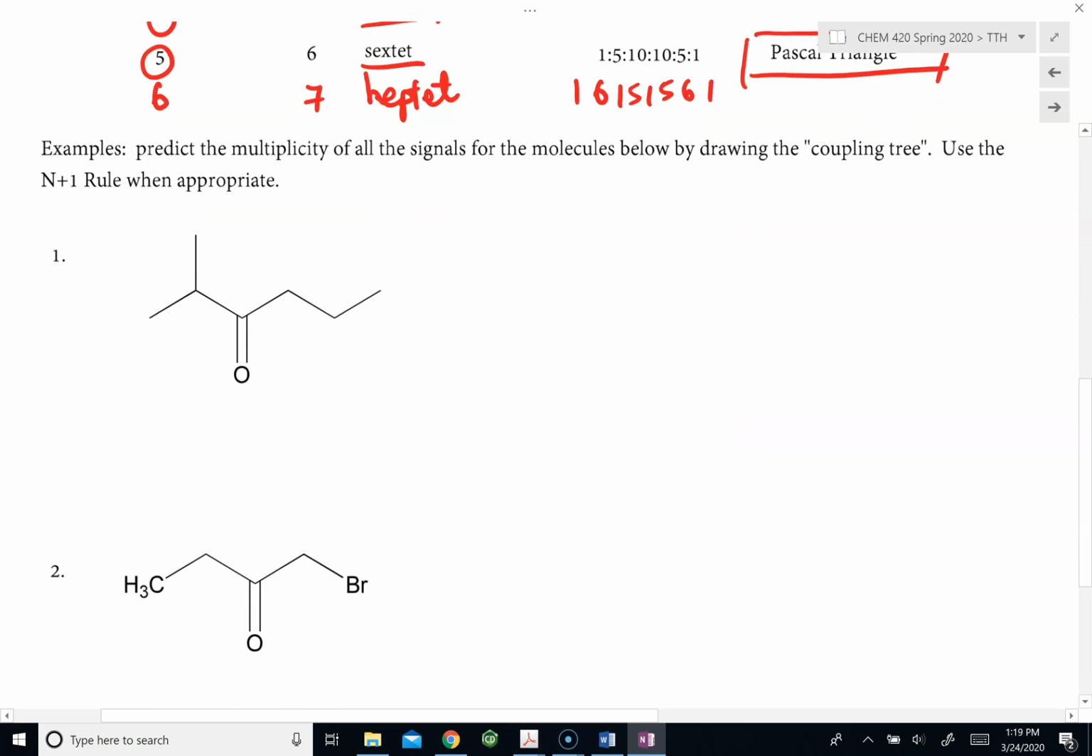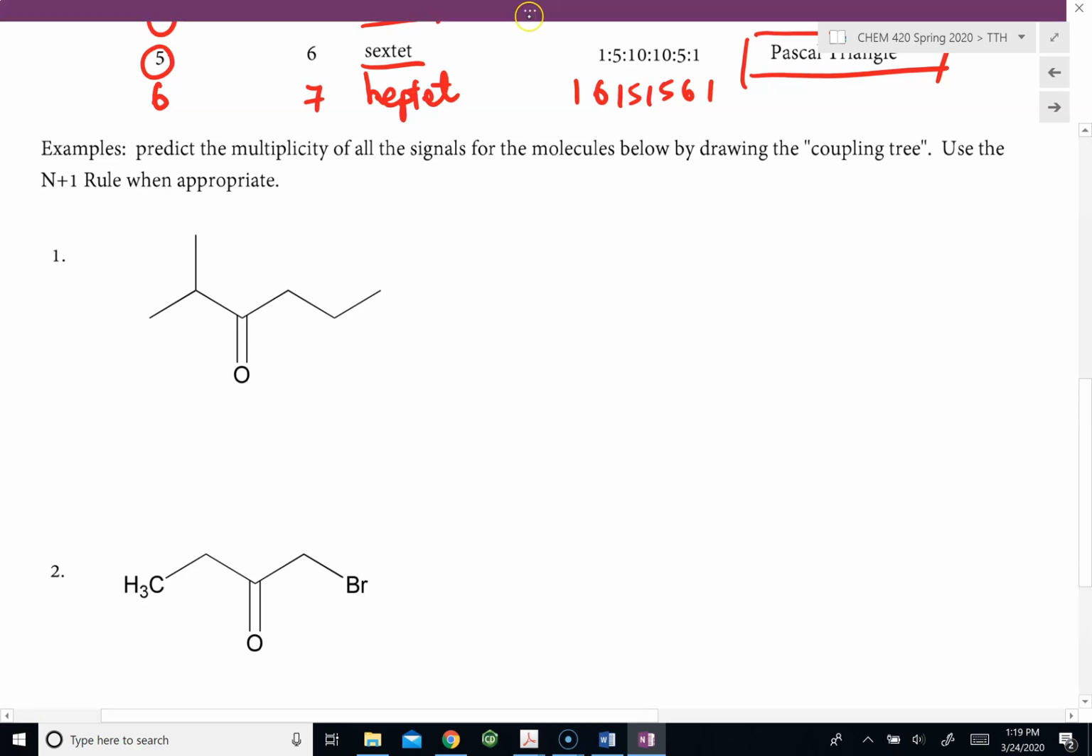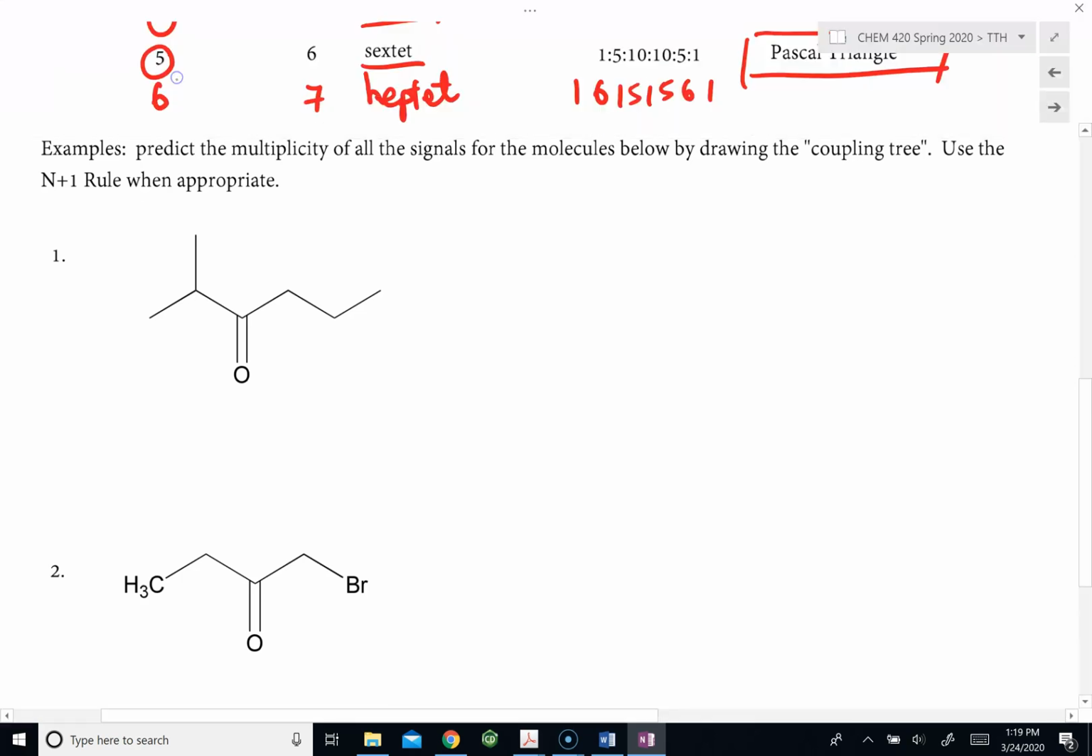Let's now apply what we have learned and try a few practice problems and use the n+1 rule whenever appropriate. So here in this case right here, let's determine the multiplicity of all the signals that we see in here. First, let's identify the unique types of signal that we can expect to see.